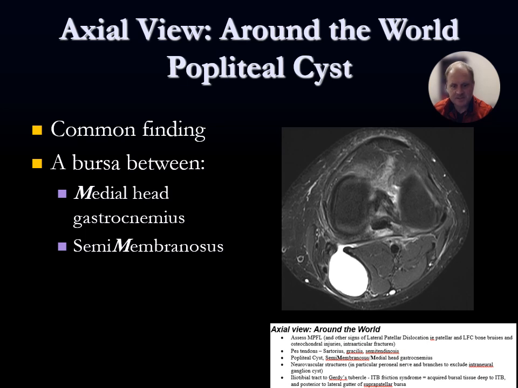The popliteal cyst is a very common fluid containing structure, which is located between the medial head gastrocnemius and the semimembranosus.